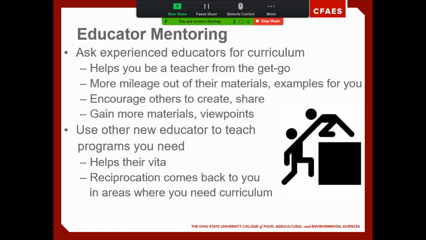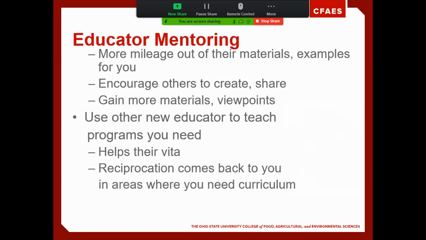And then hopefully I can go to their county and teach something that they may not be familiar or comfortable with. So that builds not only your confidence, but it builds the vita, it builds the evaluation component. So there's just lots of advantages in looking and pairing off with our peers in that way. So I mentioned getting more mileage out of their materials and to benefit from some of their viewpoints.